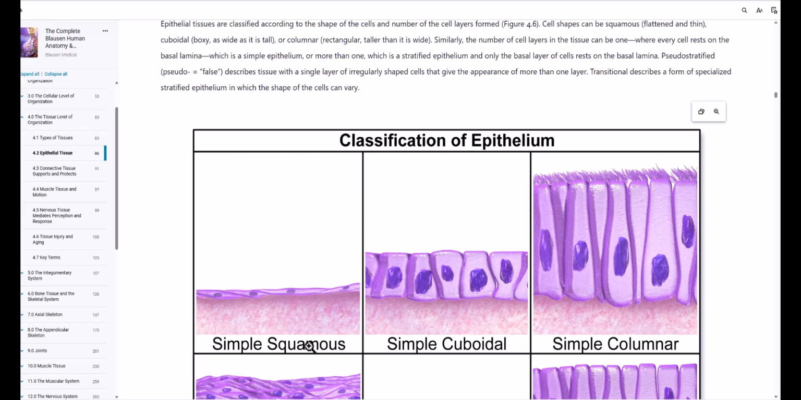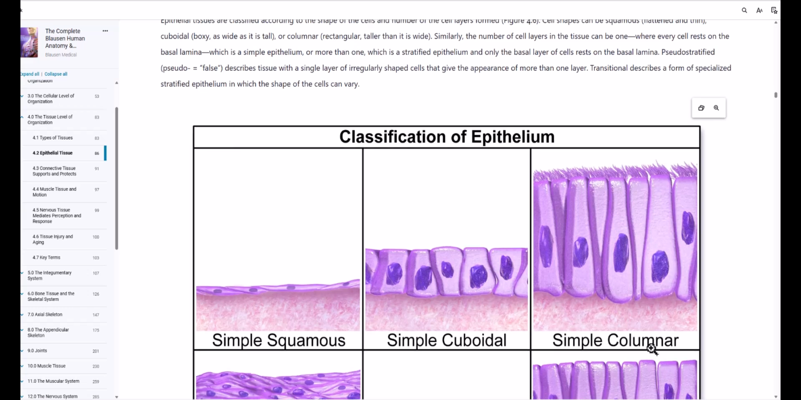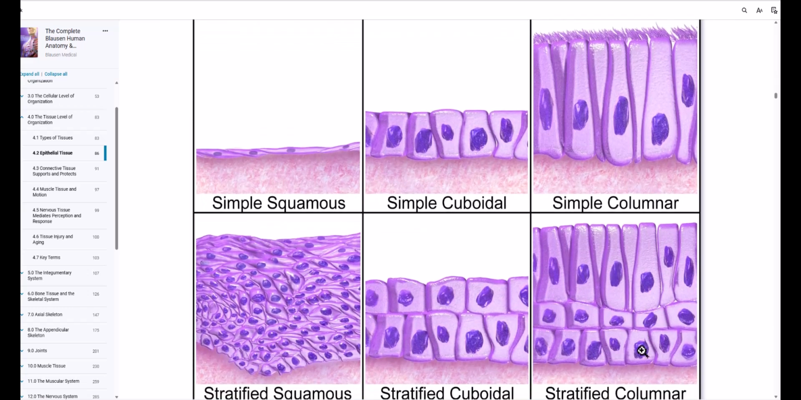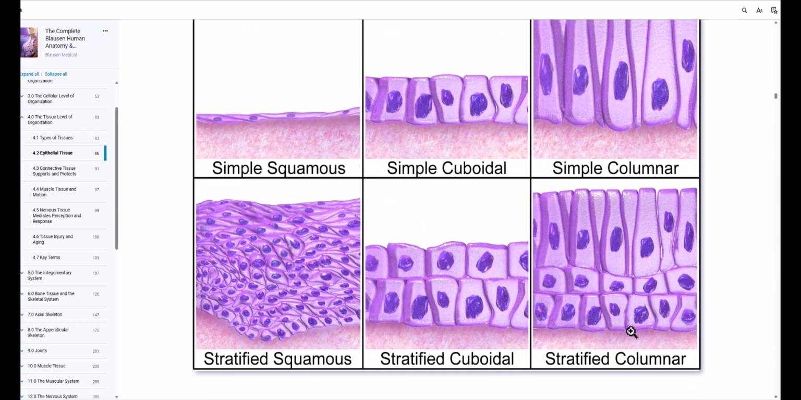And so we have squamous cells, cuboidal cells, and columnar shaped cells. Additionally, epithelial cells come in different layers. If a tissue is composed of only one layer of cells, it's referred to as simple. So one layer of squamous, simple squamous, one layer of cuboidal, simple cuboidal, one layer of columnar, simple columnar. Or tissues can be composed of two or more layers.